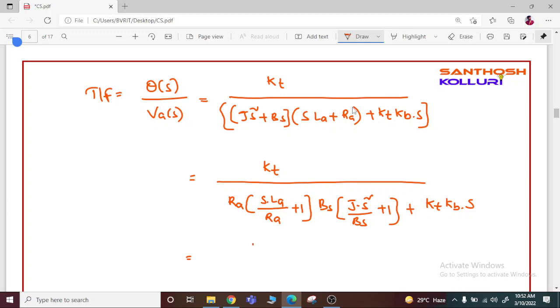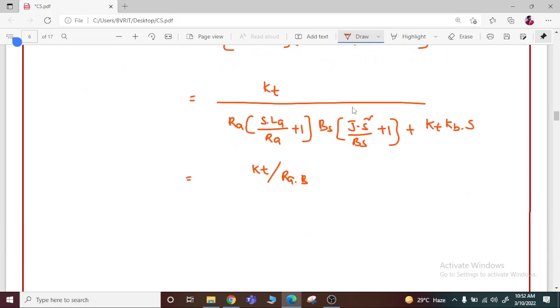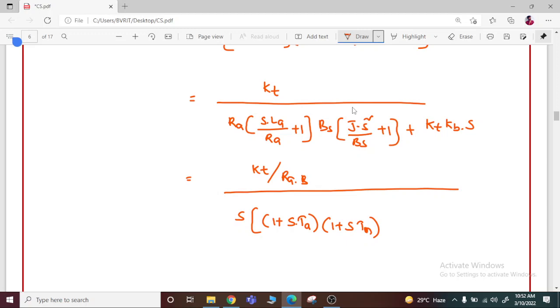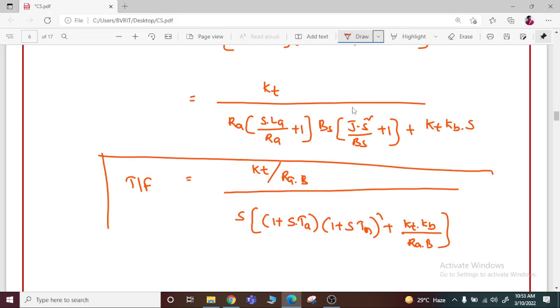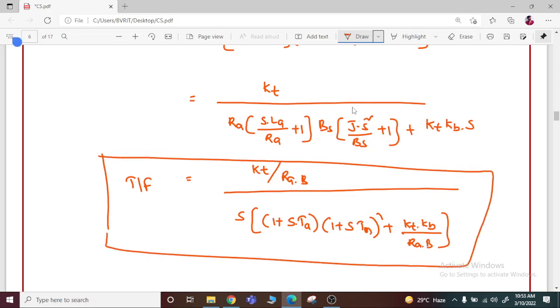So here this can be written as Kt divided by Ra into B, Ra into B divided by, this will be now s into (1 plus s into Ta, armature time constant) into (1 plus s into Tm, mechanical time constant) plus Kt Kb by Ra into B. So this is the transfer function of DC motor with armature control, by keeping the field control as constant.